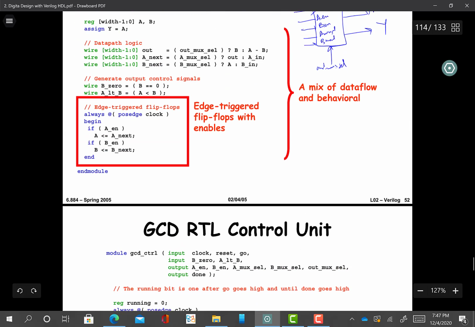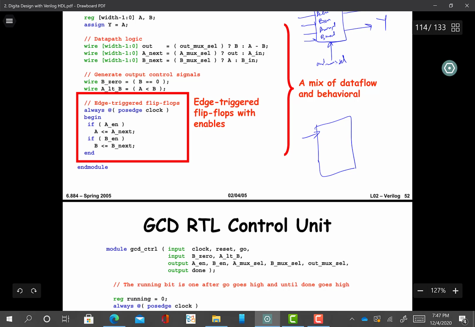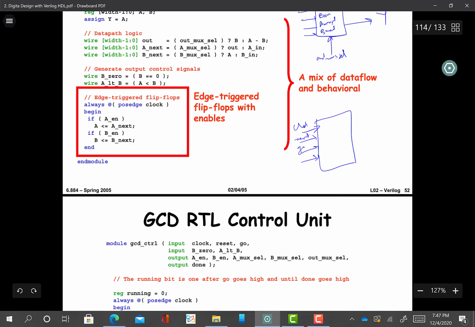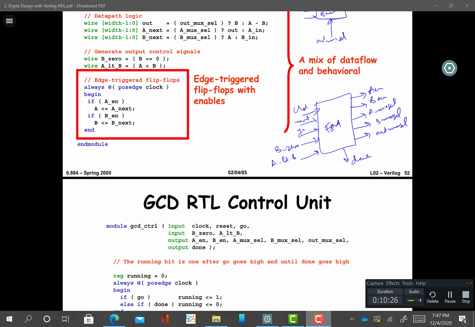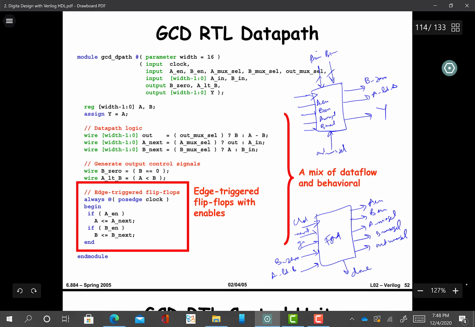And if we check the control unit, let me draw it again here. So it has a clock, it has reset, it has a go for initialization, it has a B_0 that is coming from the module, it has a less than B, which is coming from again the data path or module, and then we have several outputs. A enable, it is going to module. B enable, it is going to module. A mux sel, it is going to module or data path. B mux sel, it is going to module data path. Out mux sel, it is going to module or data path. And finally we have the done signal. So this is our FSM. The above one is our data path. So this is how they are connected, and let's see how they are coded.